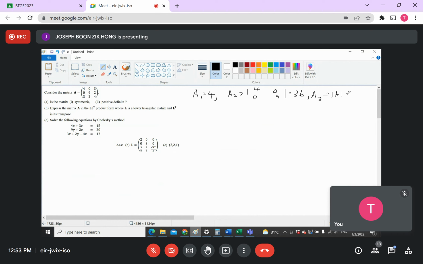Okay, let me find the determinant by using the calculator. Matrix A, 3 by 3: 4, 0, 3, 0, 9, 2, 3, 2, 4. So I want to find the determinant of matrix A. So I get 47. So it is positive definite. Okay.